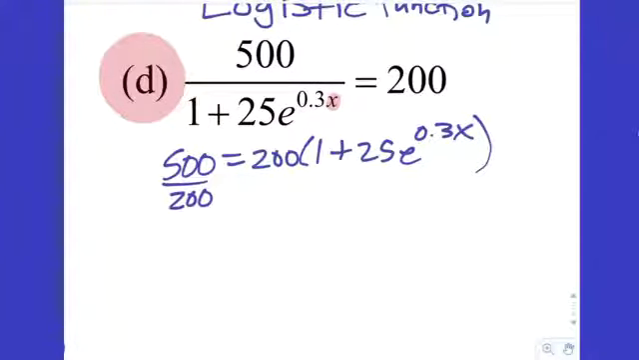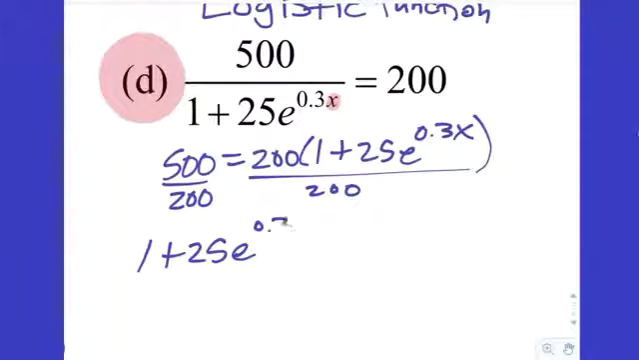And I'll actually show that here. Divide that by 200, divide that by 200. So we have 1 plus 25e^(0.3x) on one side. I'll now put it on the left. And we have 500/200 on the left, which simplifies to 5/2. Okay, cool. So now we have the x in the numerator.